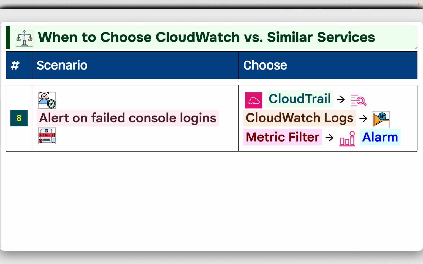To alert on failed console logins, use CloudTrail to send logs to CloudWatch Logs, then create a metric filter and set up an alarm.